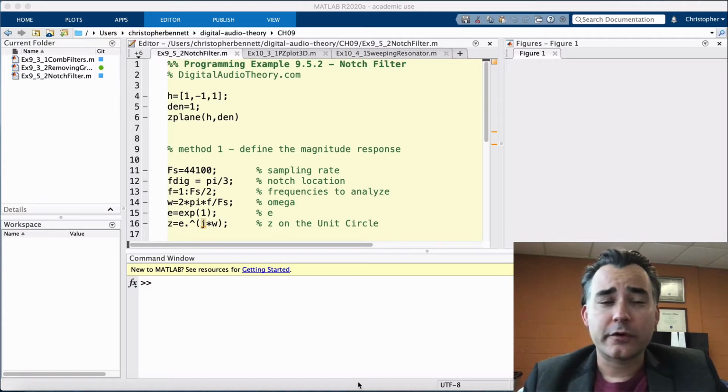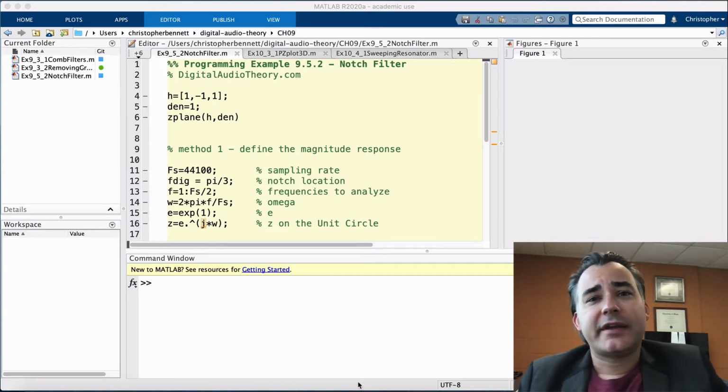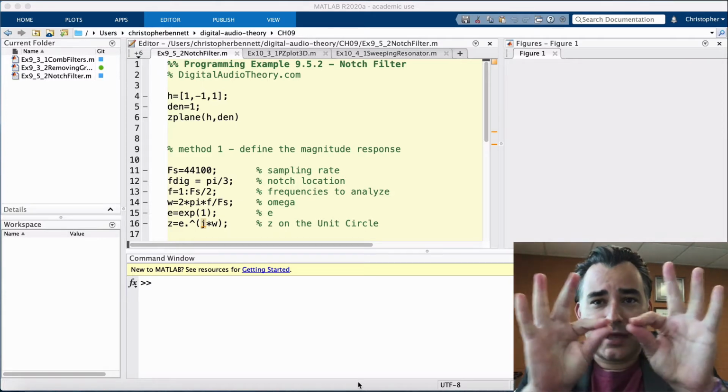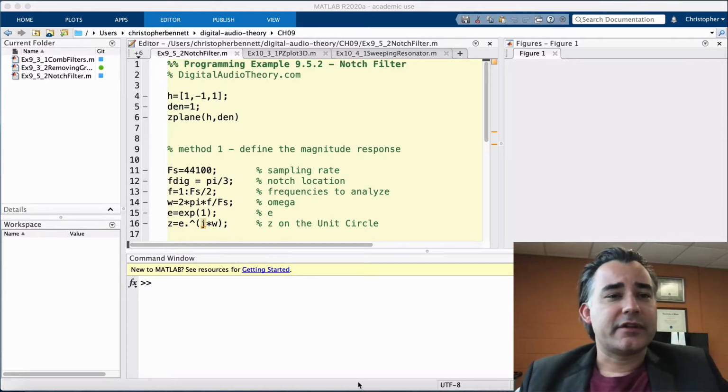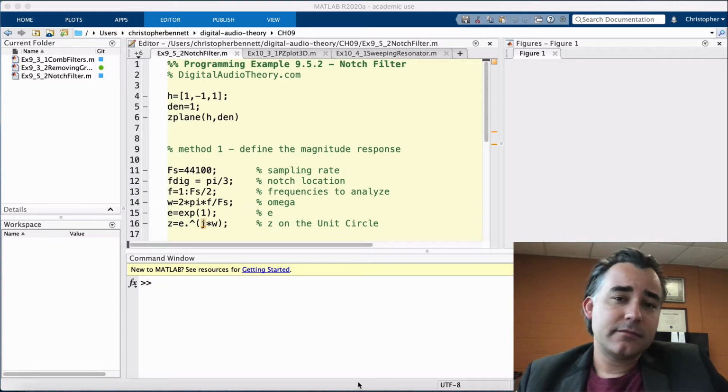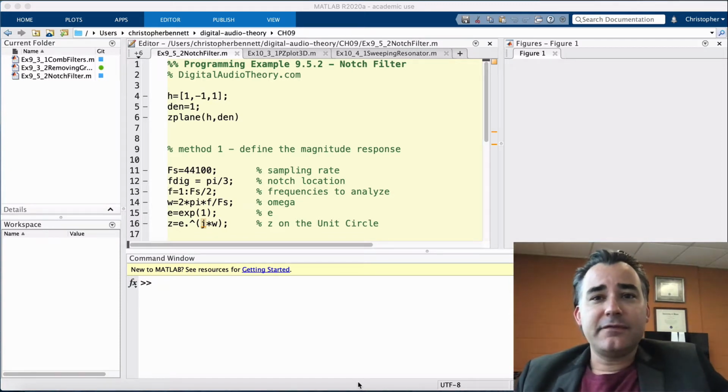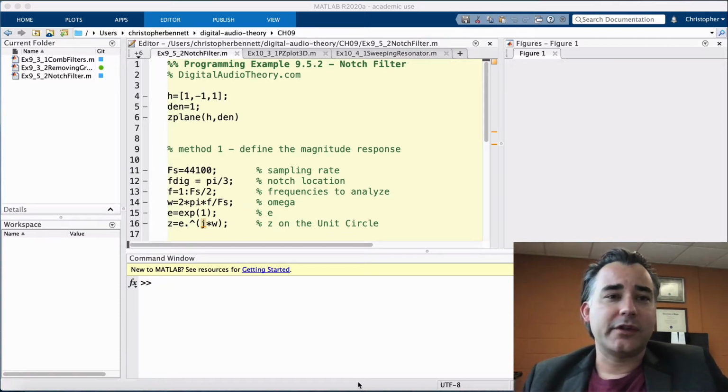So for a first order LPF or HPF, the zeros on the Z-plane fall right on the real axis. If the zero is on the positive part of the real axis, this is a high-pass filter. If the zero is on the negative part of the real axis, then it's a low-pass filter.